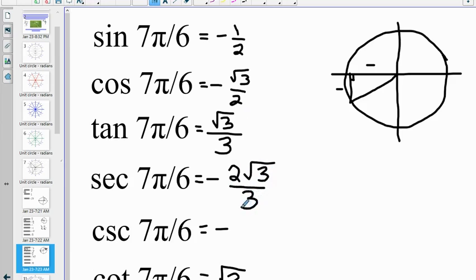And then last but not least, cosecant is the reciprocal of sine. Reciprocal of negative 1/2 would be negative 2 over 1. I'll call that negative 2. And so there is third quadrant. Fourth quadrant works the same way. That's not a new step for us.